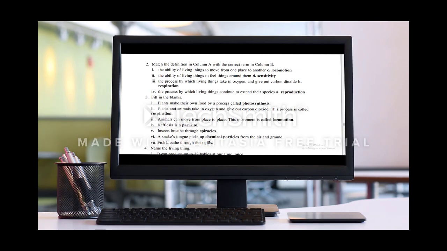Plants make their own food by the process called photosynthesis. Plants and animals. Match the definition in column A with the correct term in column B. The ability of a living thing to move from one place to another is called locomotion.